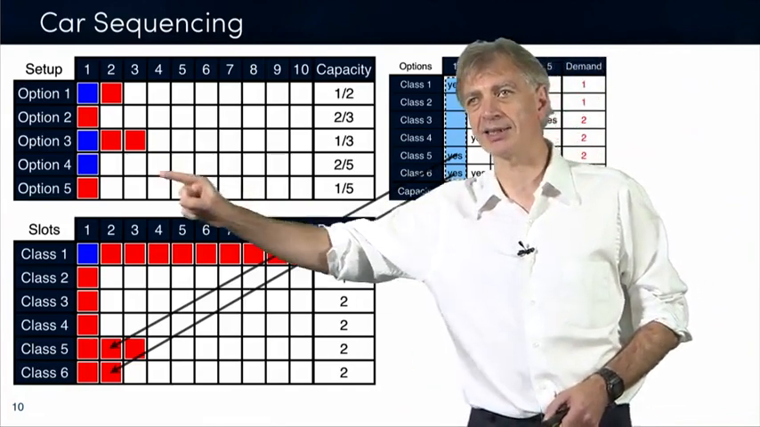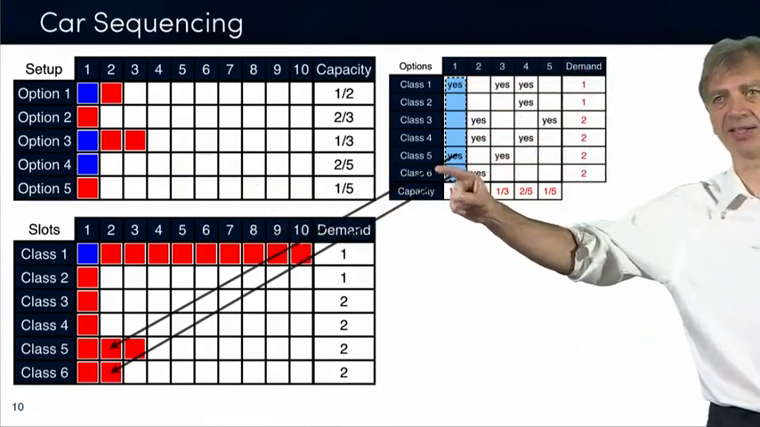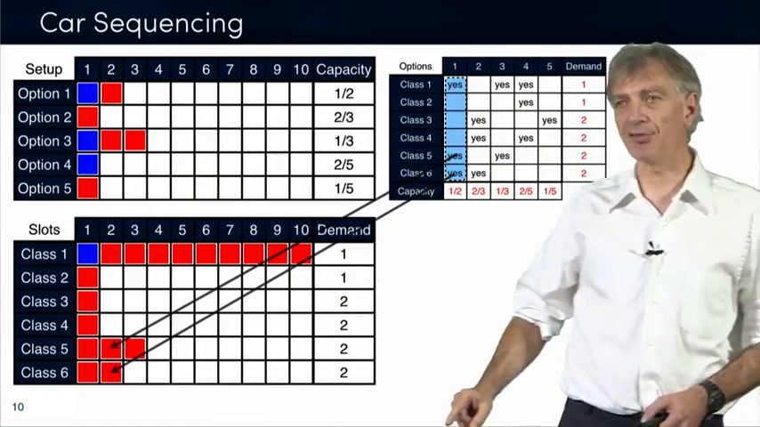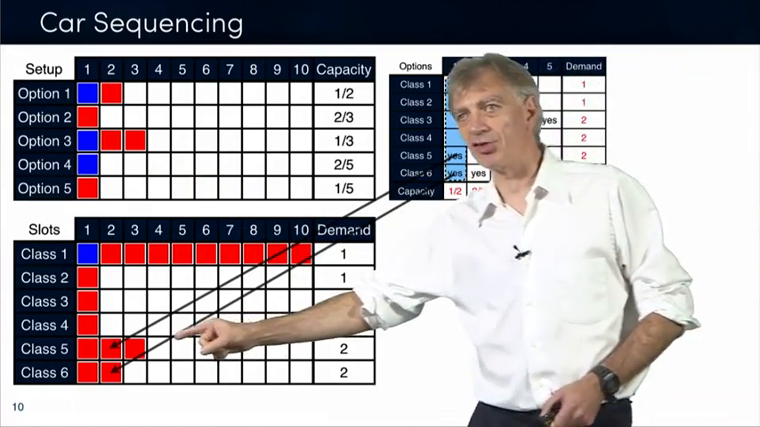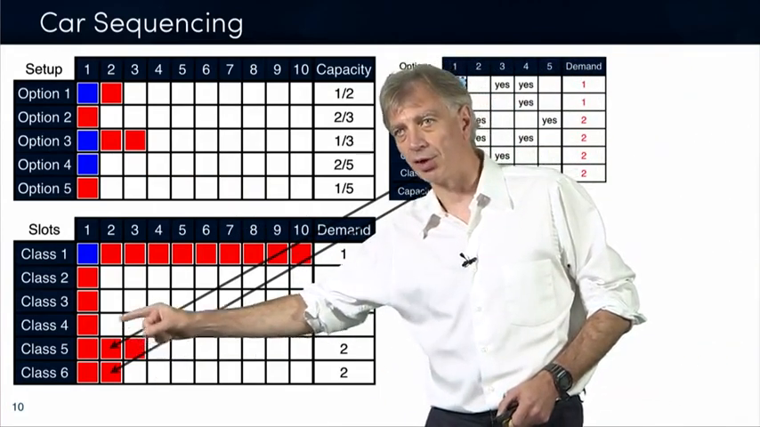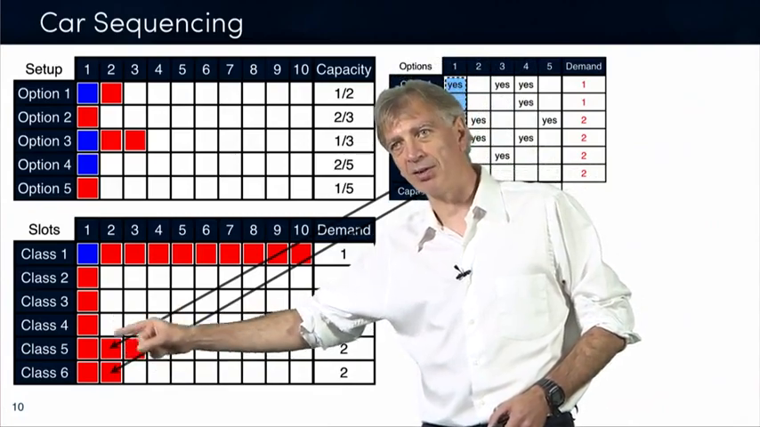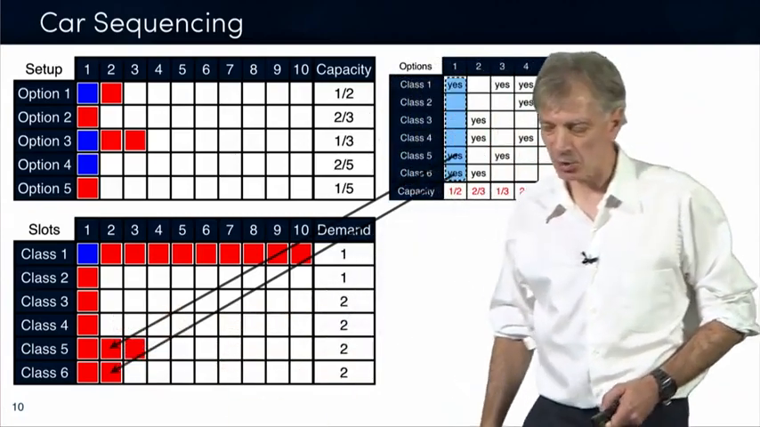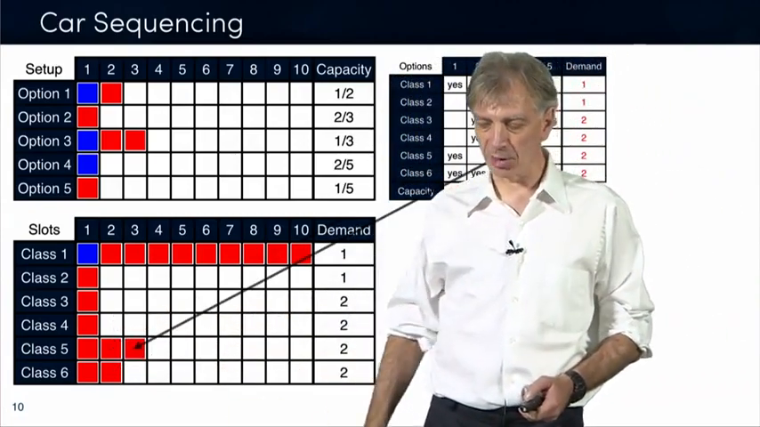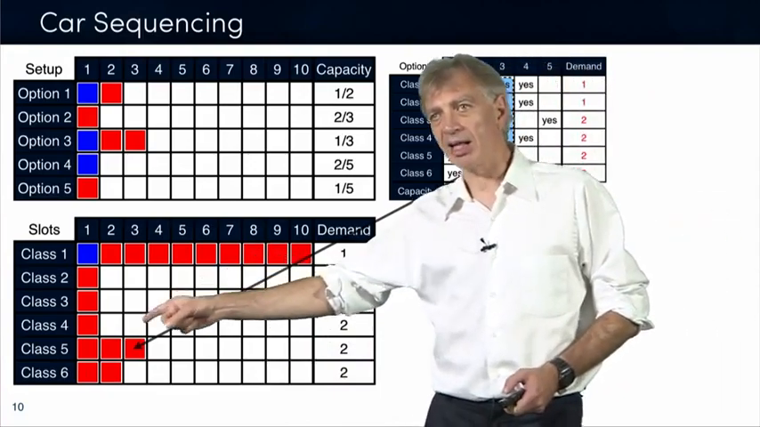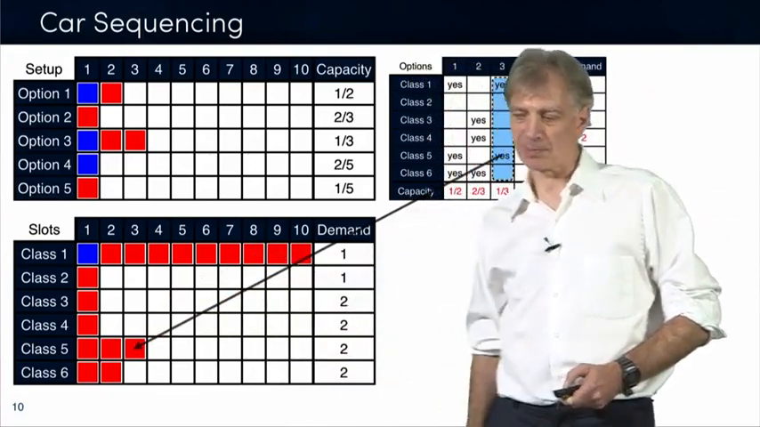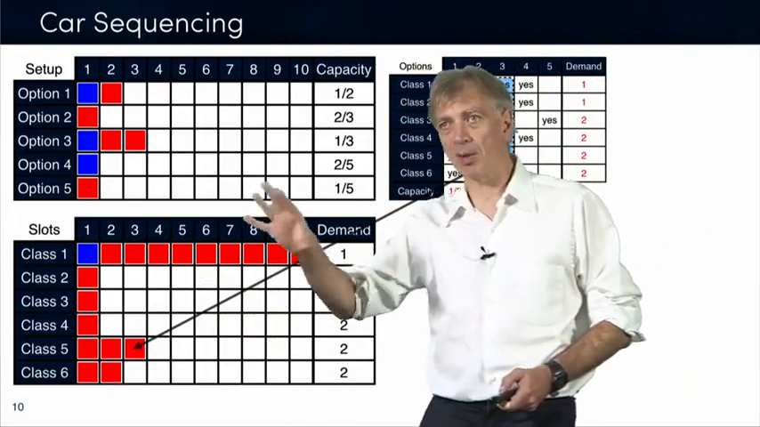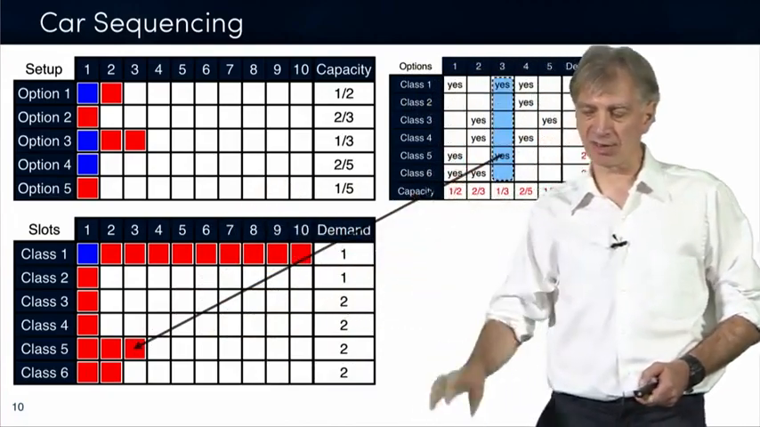And of course you have class 5 and 6 over here. And therefore you can remove these from consideration for that slot of the assembly line. So you made that deduction, and you made a similar deduction here for class 5 for the third slot over there. Once again, all this propagation is being done by the system behind the scenes.